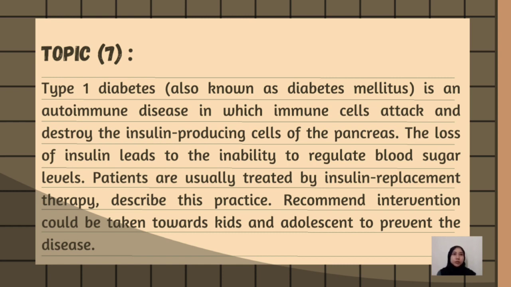Type 1 diabetes, also known as diabetes mellitus, is an autoimmune disease in which immune cells attack and destroy the insulin-producing cells of the pancreas. The loss of insulin leads to the inability to regulate blood sugar levels. Patients are usually treated by insulin replacement therapy. Describe this practice. Recommend interventions that could be taken towards kids and adolescents to prevent the disease.